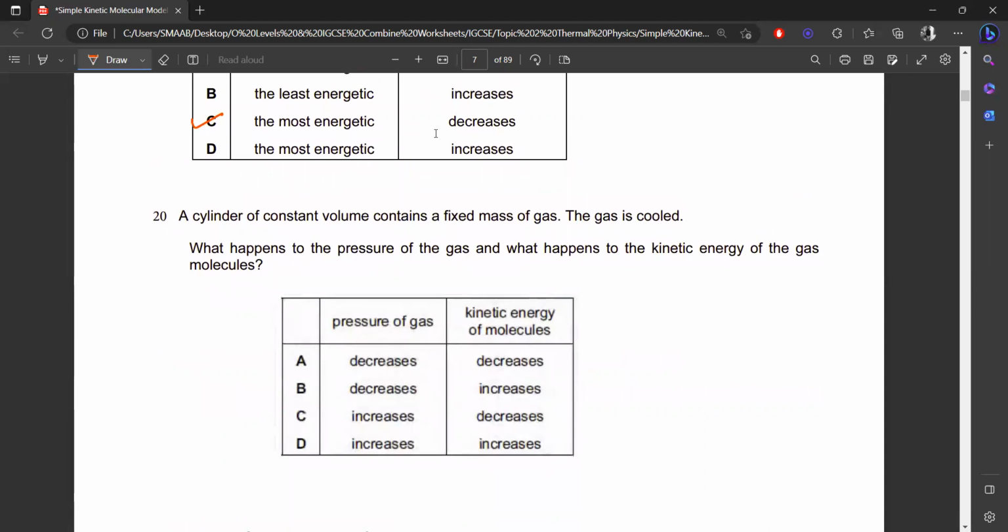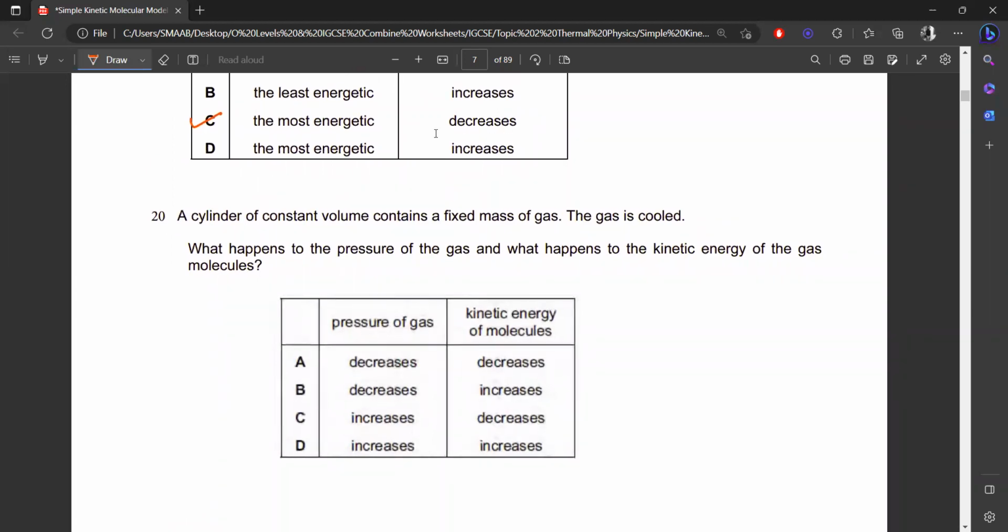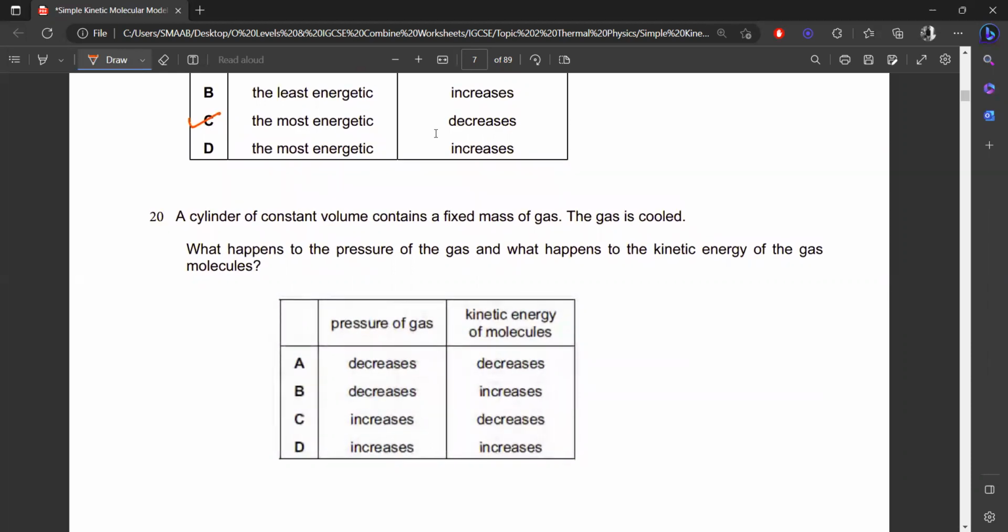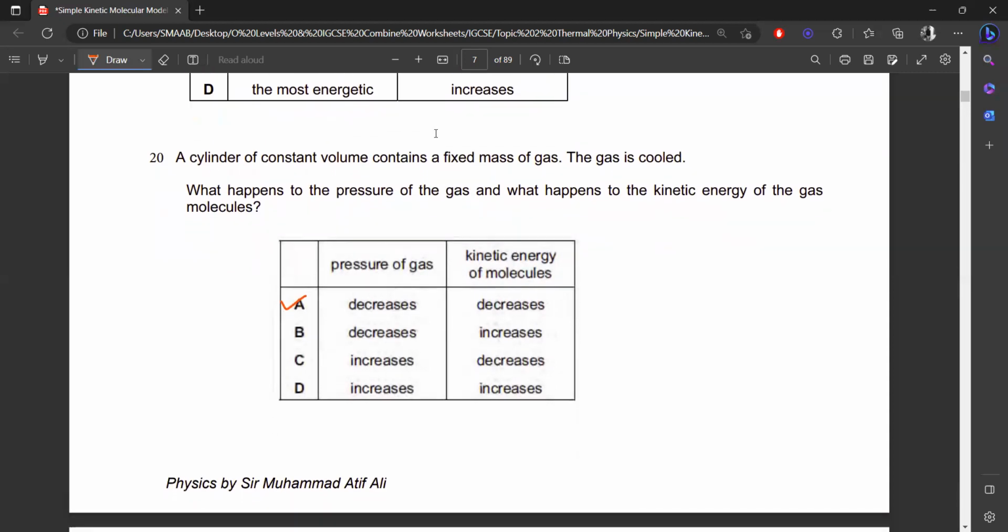A cylinder of constant volume contains a fixed mass of gas and the gas is cooled. What happens to the pressure of the gas and what happens to the kinetic energy of the gas molecules? So mass is fixed and gas is cooled. The pressure of the gas decreases. And the kinetic energy also decreases, because the motion of the particles will slow down. So that means both will decrease.